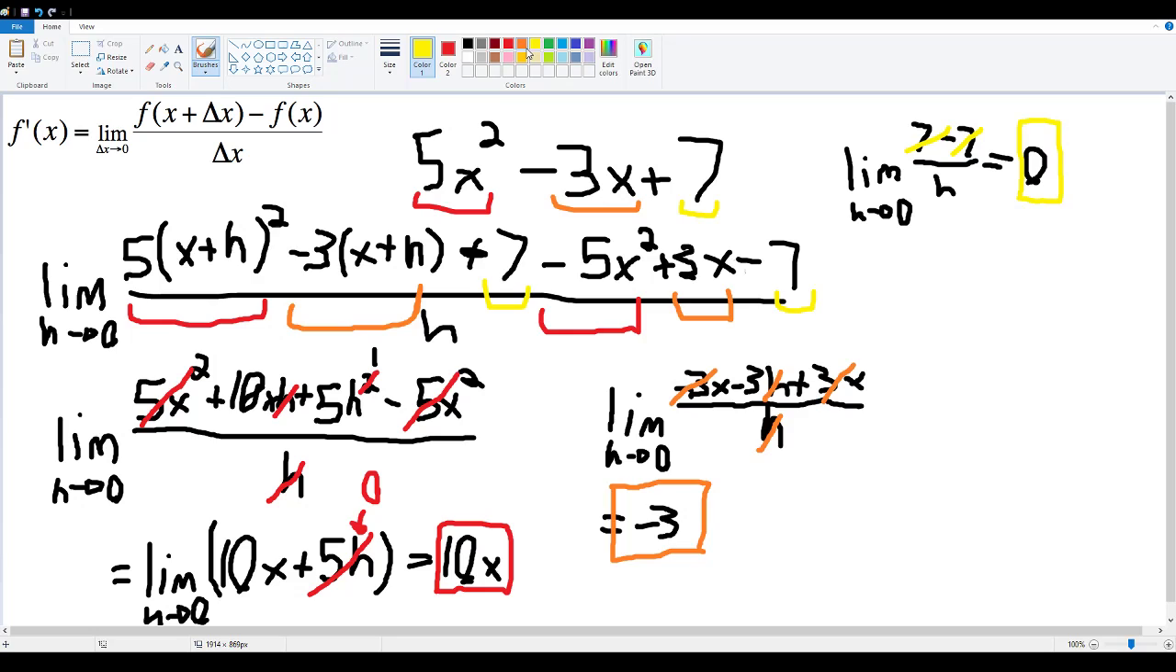So last bit here is just to write out the entire derivative. We'll do that in green. Okay, let's just write it this way. F prime. I was going to write dy dx, but for simplicity's sake, we'll write it this way. F prime of x equals, and then our derivative, 10x minus 3, and that would be our final answer. And that is that.